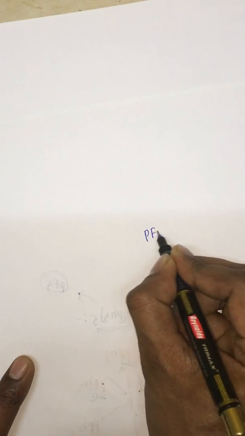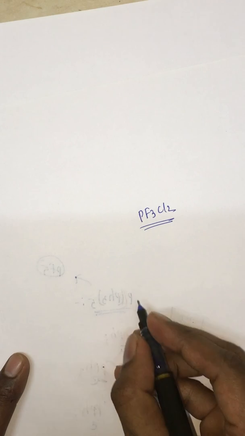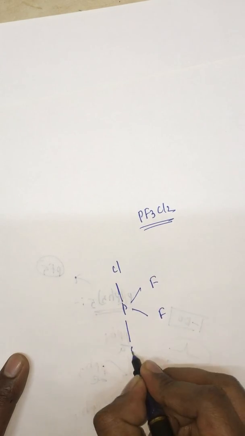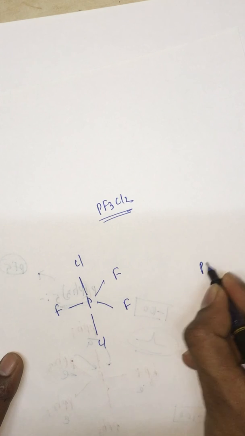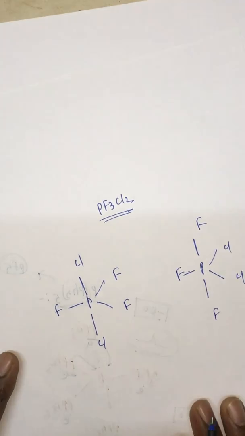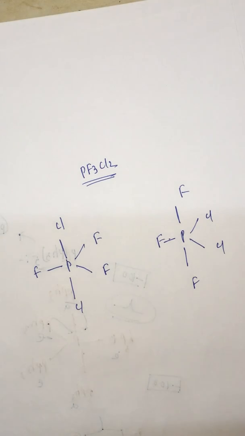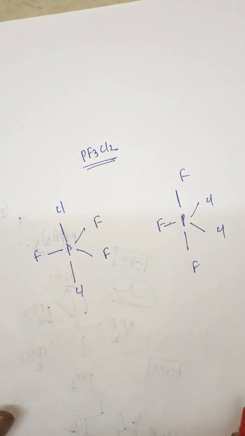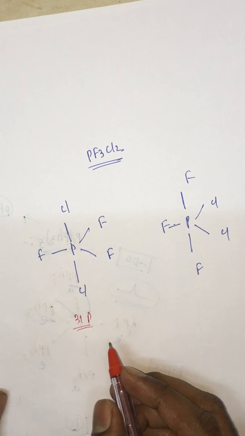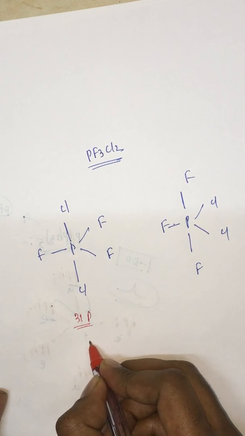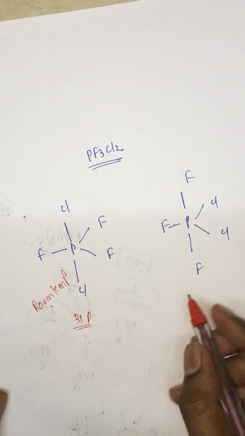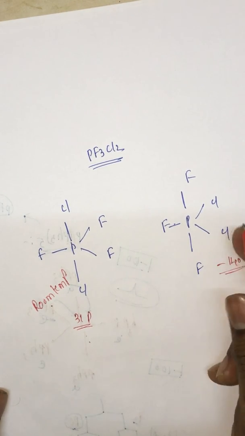We have PF3Cl2. This exists in two forms. This is one form, and this is another form. So this compound exists in two structures. When we record 31P for this compound, at room temperature it exists like this, and at minus 140 degrees temperature it exists like this.